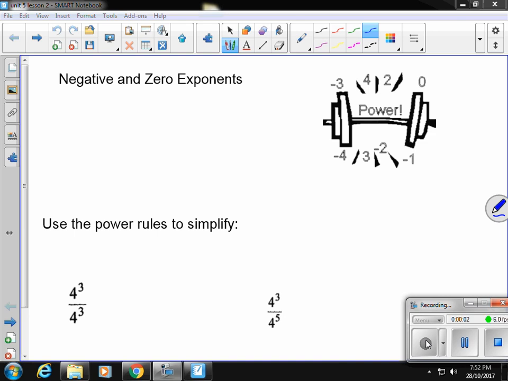Hey 3M, we're on Unit 5, Lesson 2, and we're continuing with powers. We're going to just use a couple of power rules to simplify here.